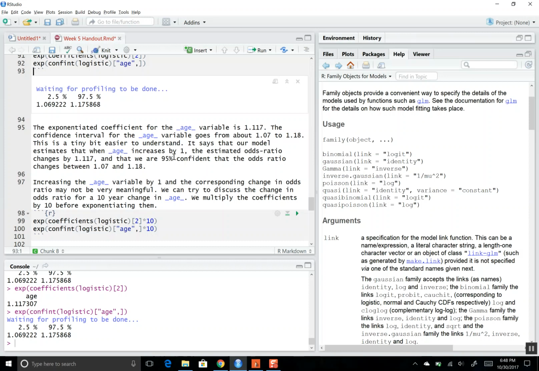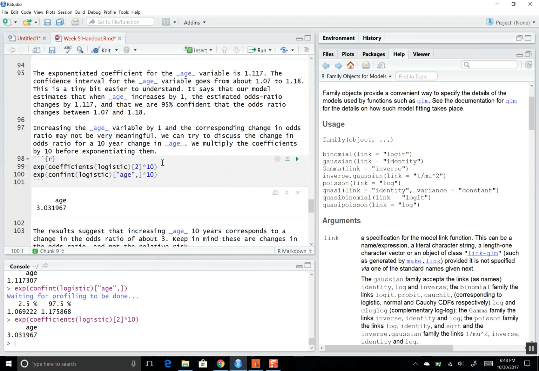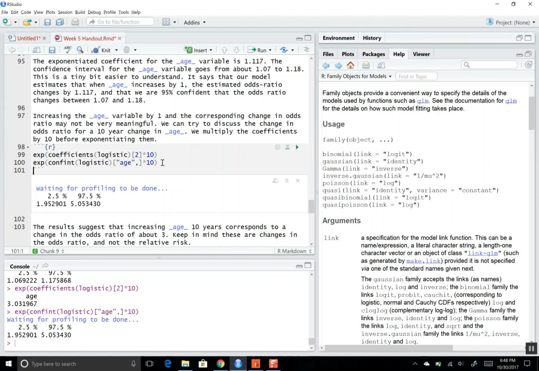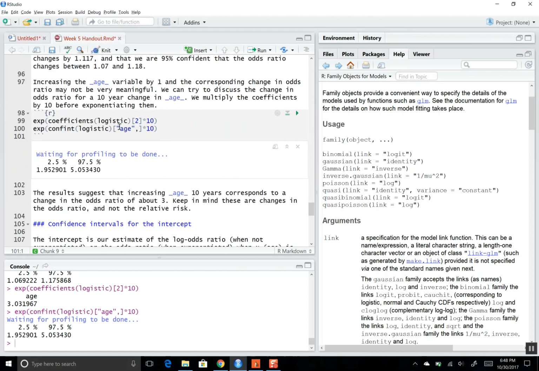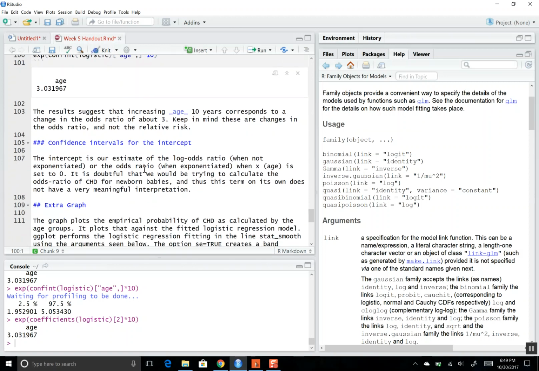Maybe changing age by one doesn't quite make sense, but if we talk about changes by a factor of 10, we can talk about the change in the odds ratio going from 20 to 30 or 50 to 60. We have a change in the odds ratio of about 3. So again, this is a change in the odds ratio, or the odds themselves, and not the relative risk, not the probability.